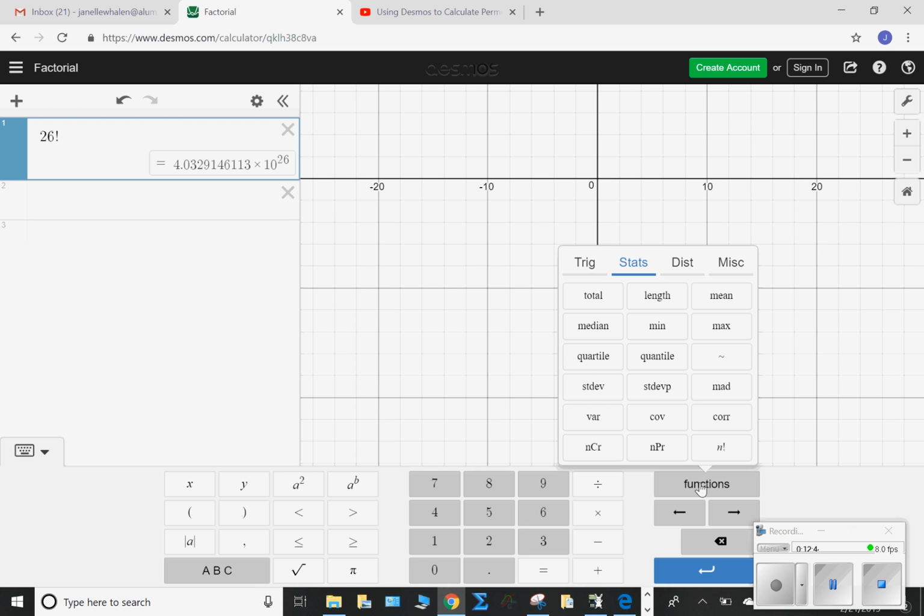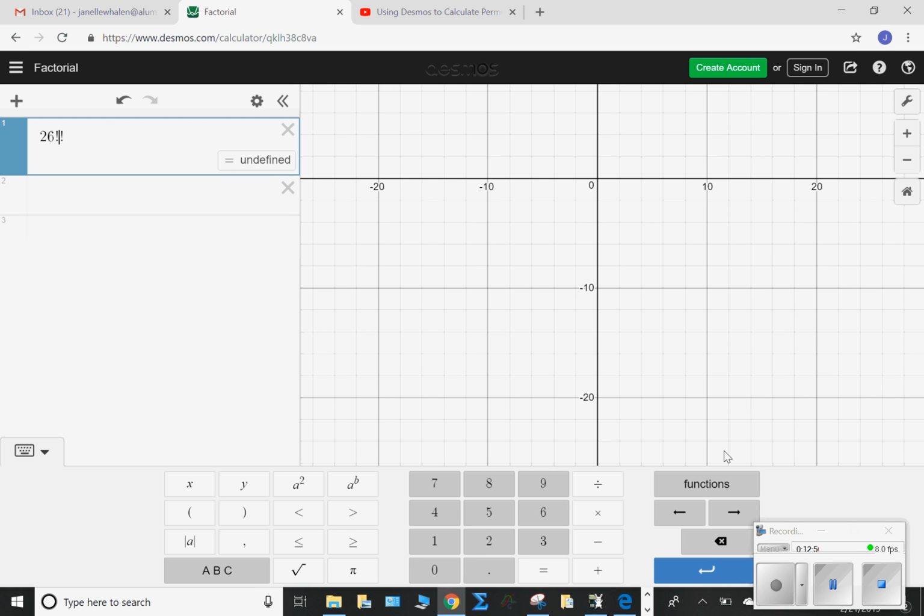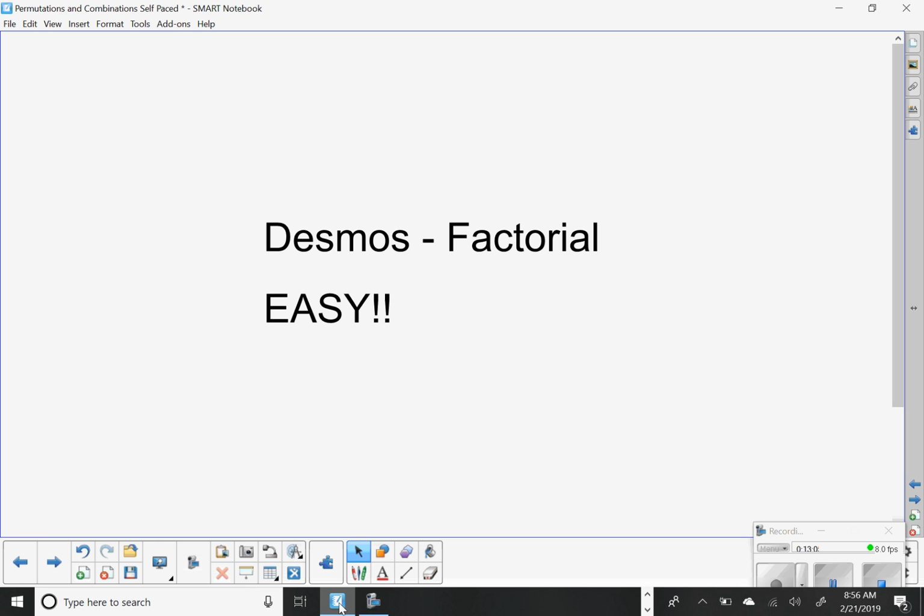There is a factorial function. If you click on functions over here and you go to stats, notice you've got your factorial. All it does is give you an exclamation point. Well, you can just hit the shift key and type in the exclamation point. So not a big deal. Okay? Moving on.